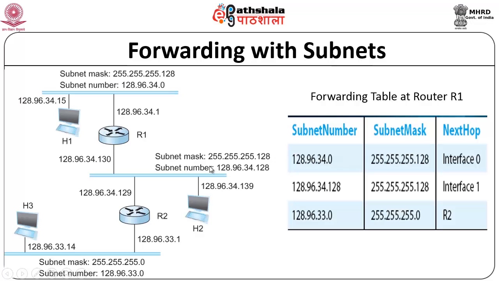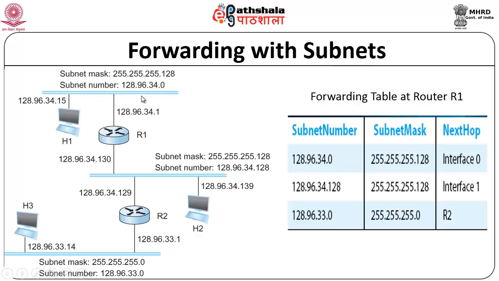So for instance, in this example at router R1, we can see that these two nodes here have an address of 128.96.34.15 and this has an address of 128.96.34.0. So let us say the subnet number is 128.96.34.0 and the subnet mask is 255.255.255.128. Now I have already explained what a subnet mask means. Let's now take a look at what we mean by subnet number. What we mean by subnet number is that this part is the common part, the network number part, for all the nodes which are there on this subnet.